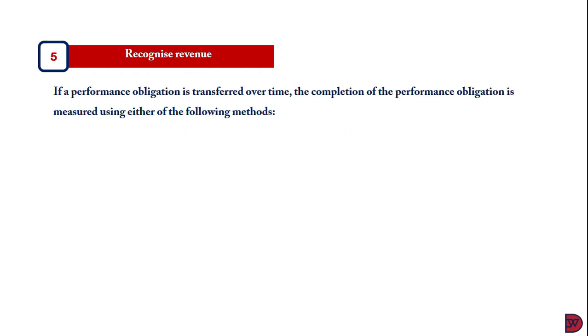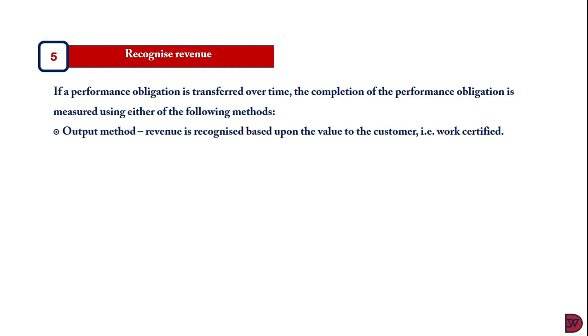Now, if a performance obligation is transferred over time, the completion of the performance obligation is measured using either of the following methods. The output method. So revenue is recognized based upon the value to the customer. That is work certified.